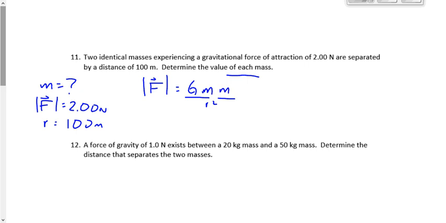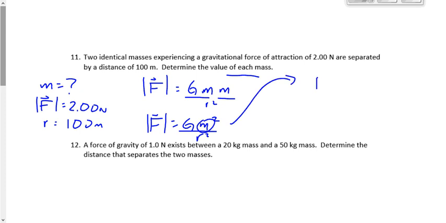G times M over R squared. Wait a sec, what's M times M? M squared, not 2M. Okay, M plus M is 2M. M times M is M squared. So we've got F is equal to G times M squared over R squared. Now we're solving for M here.